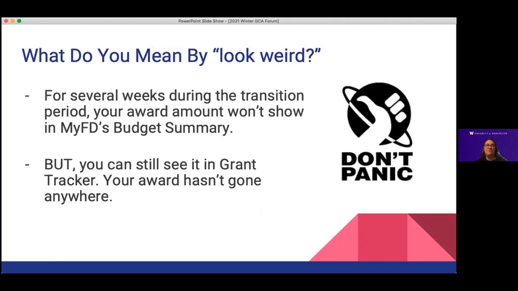Next slide. So what does it mean that things are going to look weird? The main thing is that for several weeks during the transition period, your award amount will not show in MyFD's budget summary. It'll look like it's just disappeared. But you can still see it if you look in the grant tracker budget information page. The award is still there. It will be back in MyFD soon.